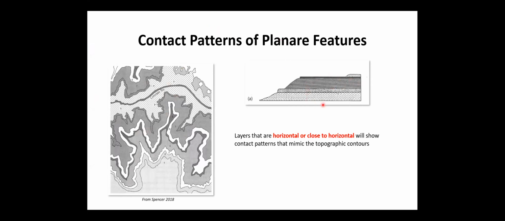So when layers are flat, layer cake stratigraphy, like in the Grand Canyon, layers that are horizontal or close to horizontal, they're going to show contact patterns that mimic the topographic contours. They're easy to draw because basically you just follow the contours.